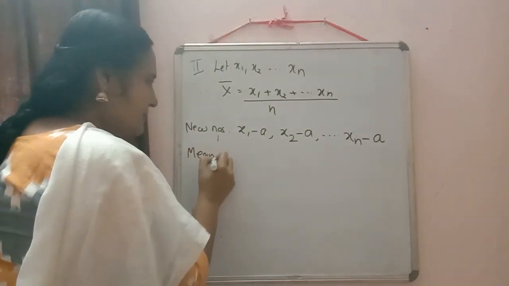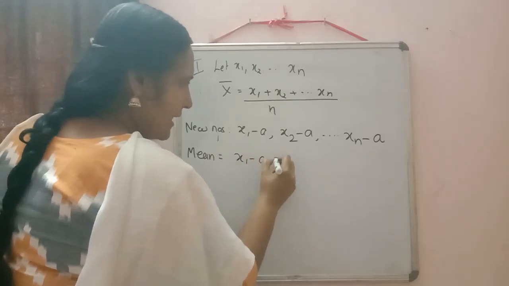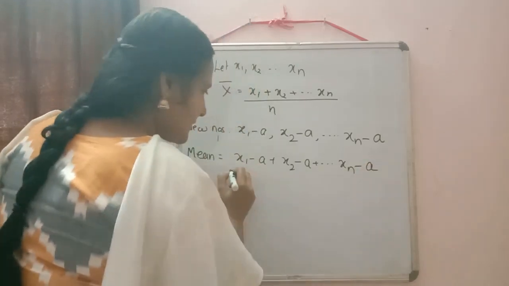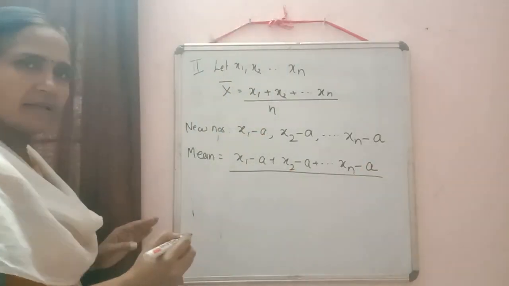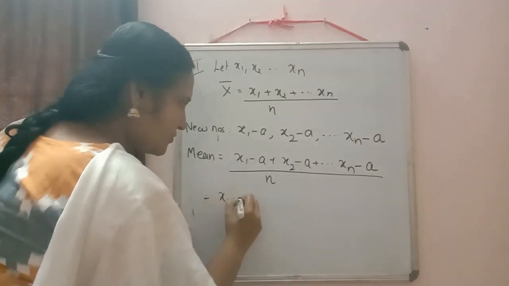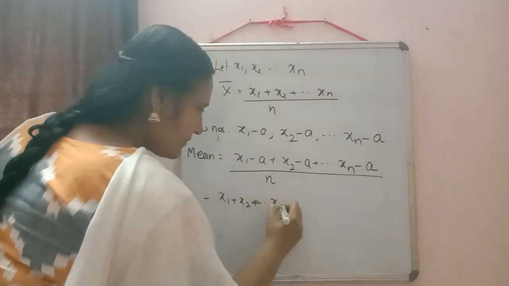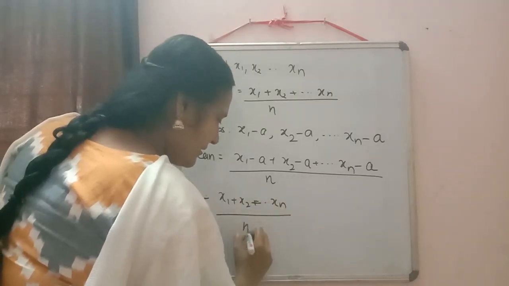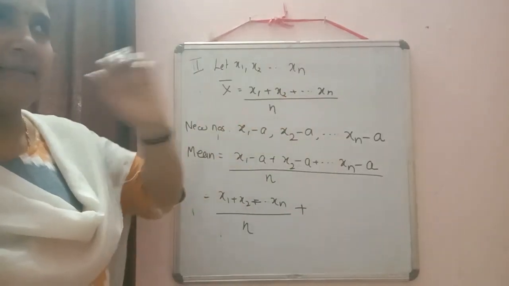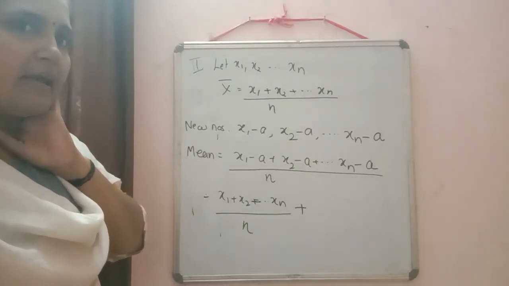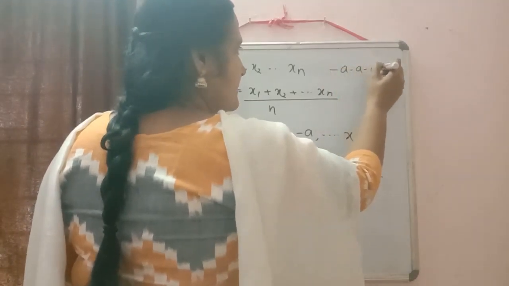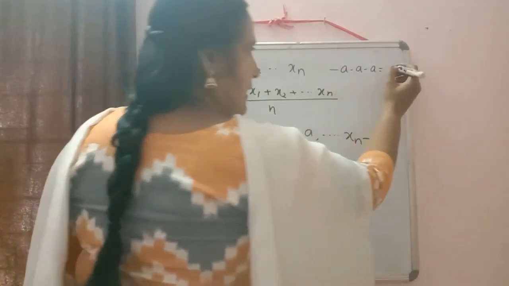Now we will write the mean is equal to x1 minus a plus x2 minus a plus etc. plus xn minus a divided by total how many numbers are there? Total n numbers are there. So again we will write these x1, x2, etc. together by n. I am skipping one step there. Plus here minus a, minus a, minus a. In this way, how many minus a's are there? N.